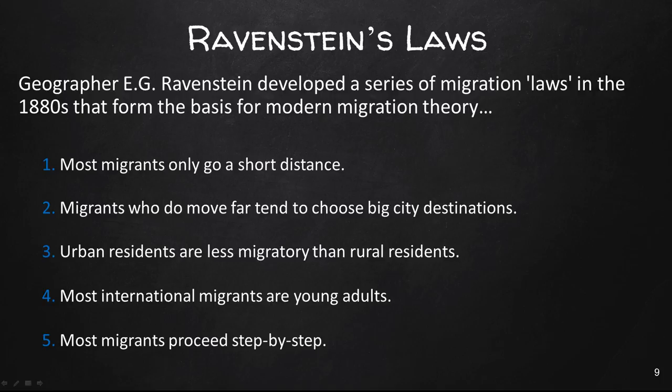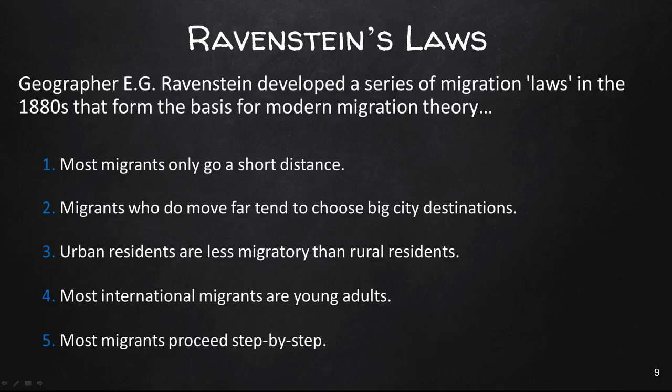So now let's turn our attention to the last topic, Ravenstein's laws. The geographer Ravenstein developed a series of migration laws in the 1880s that form the basis of modern migration theory. And there are 10 of them. Number one is that most migrants only go a short distance. So most people aren't going from large areas of South America to the United States or Africa to the United States. They're moving short distances, whether it's interregional or from Mexico to the United States.